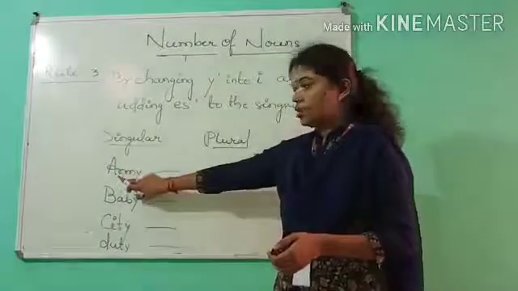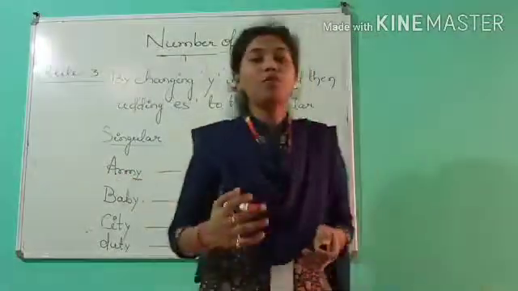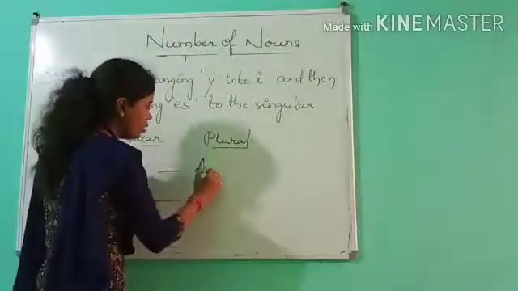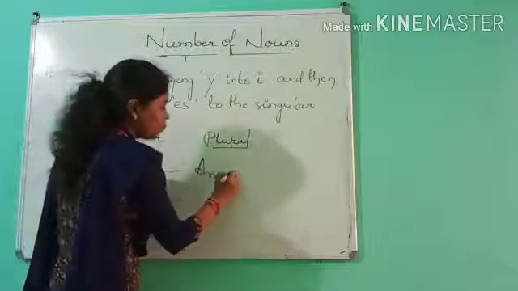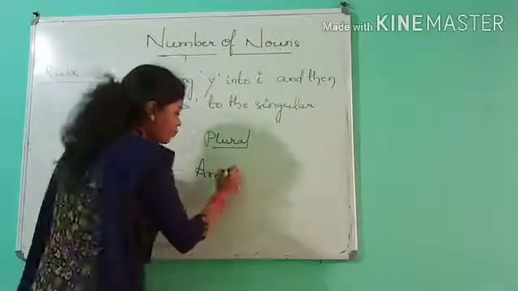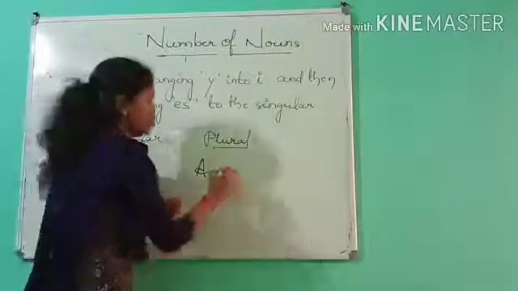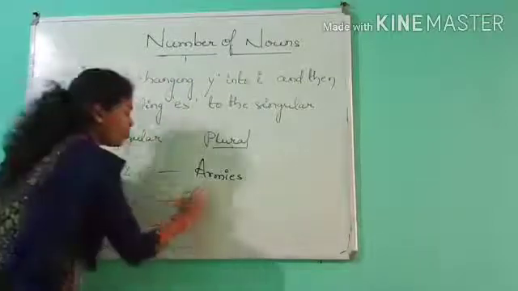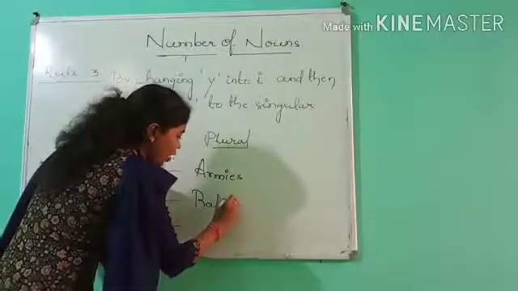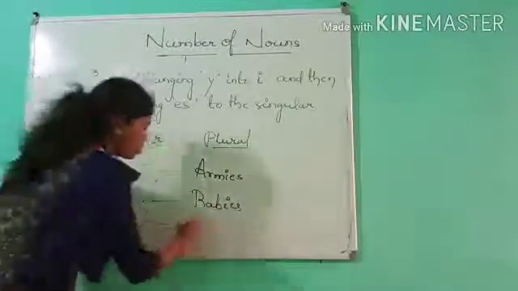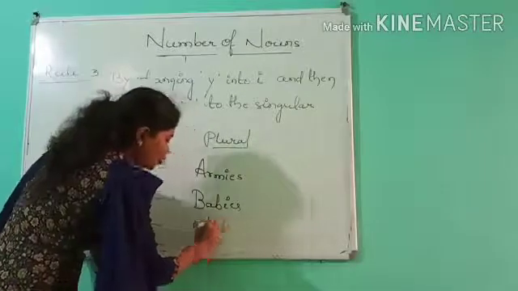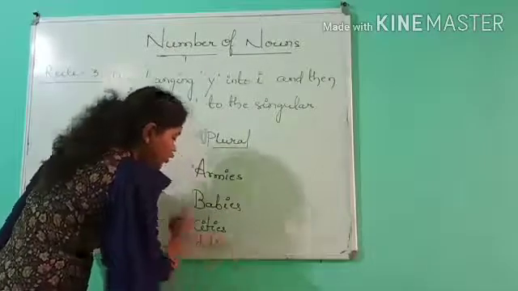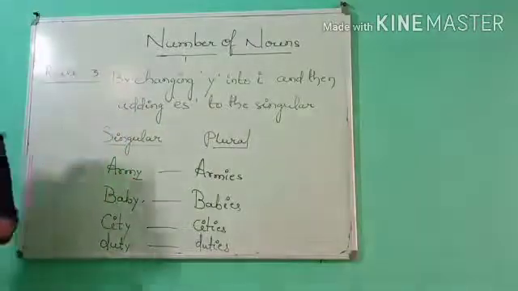So here you can see the board, that is army. Army, if I remove y and add i to it, let us see what the word is. That is army, A-R-M. Instead of y, I'll write i and then I'll add es. So it becomes armies, right? Similarly, baby. Baby becomes babies, B-A-B-I-E-S. Like city, cities. And the last one is duty. It becomes duties, T-I-E-S. I hope rule number 3 is also clear to you.